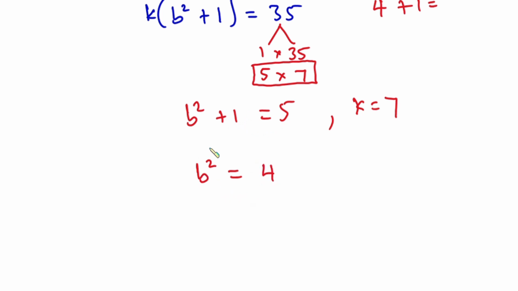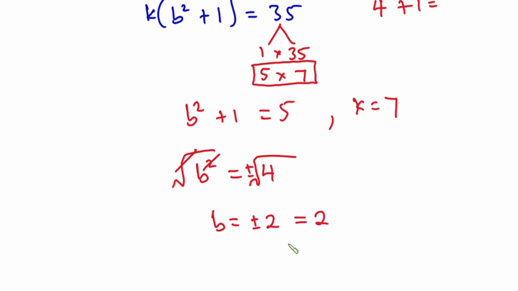Now we want b, so let's take the square root on both sides of the equation. Now we have plus or minus here, this square will cancel this. Now we have b is equal to plus or minus 2, but the question is saying b is a positive integer, so it means that b is equal to 2.